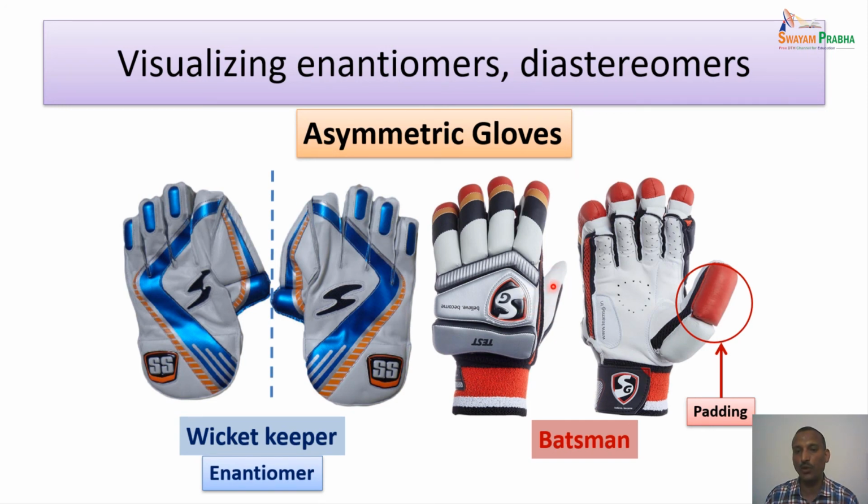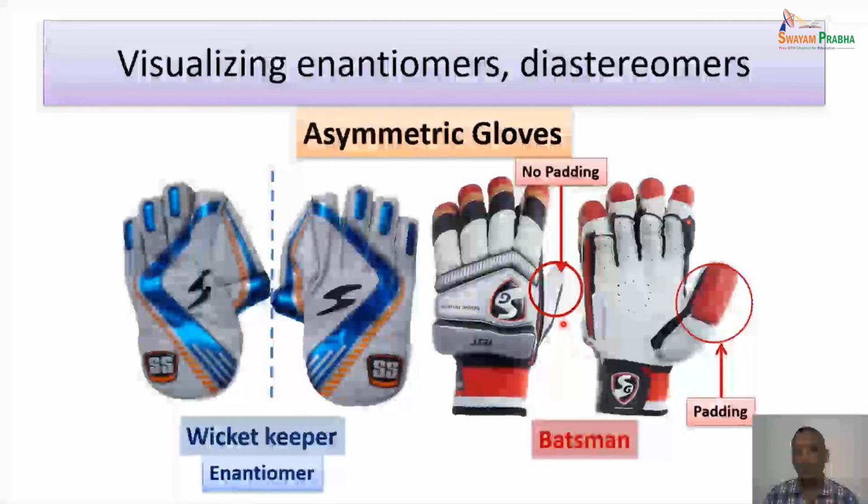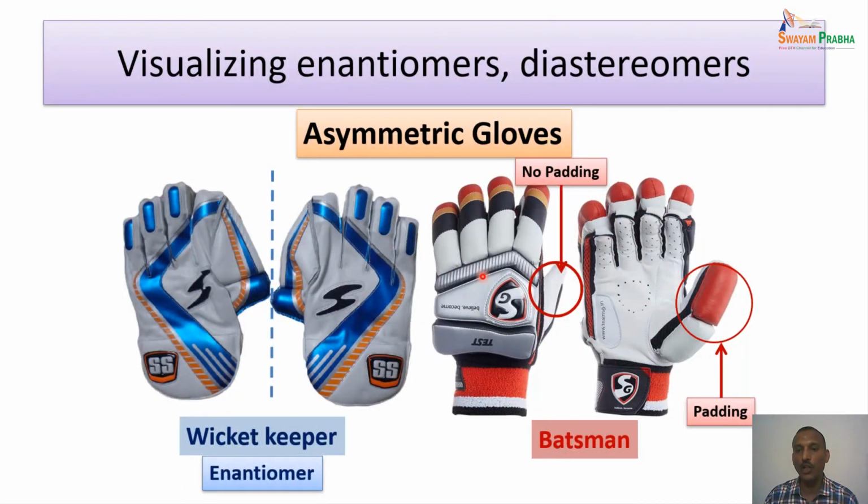So that is the reason there is no padding on this particular thumb. So these two are not mirror images, and they are also non-superimposable on each other. So this kind of batsman's gloves is basically a diastereomer. So that way you can easily remember the wicket keeper is an enantiomer, whereas the batsman is a diastereomer. If you play cricket and are fully aware of this, you can easily remember enantiomers and diastereomers.